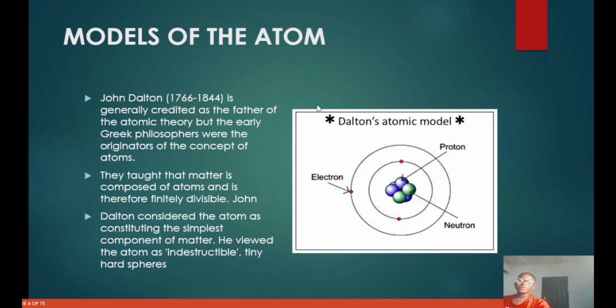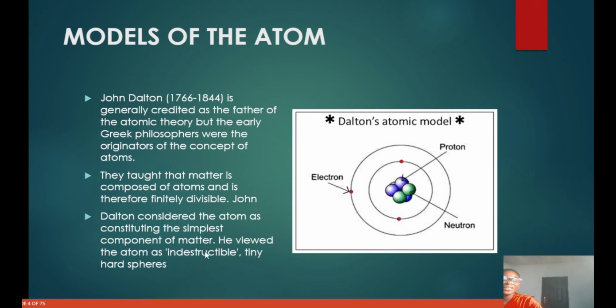So the models of the atom: John Dalton is generally credited as the father of atomic theory, but the early Greek philosophers were the originators of the concept of the atom. This is an atom, with electron, proton, and neutron at the center. They thought that matter is composed of atoms and is therefore infinitely divisible, that is, it can continuously be divided. Dalton considered the atom as constituting the simplest component of matter.